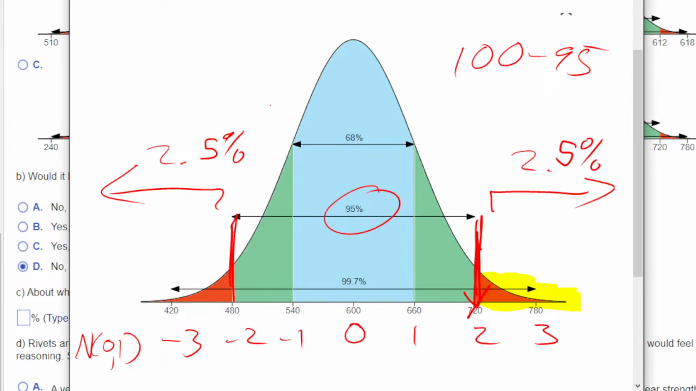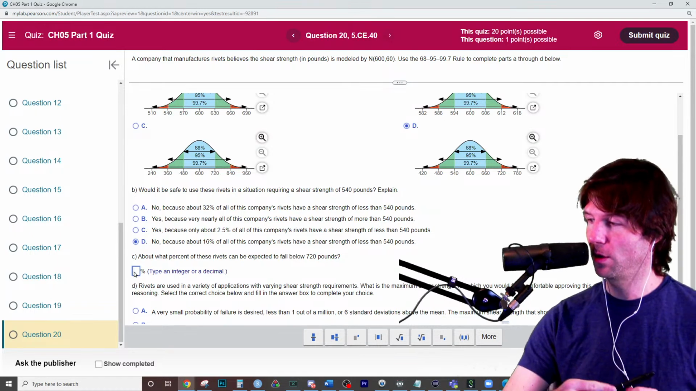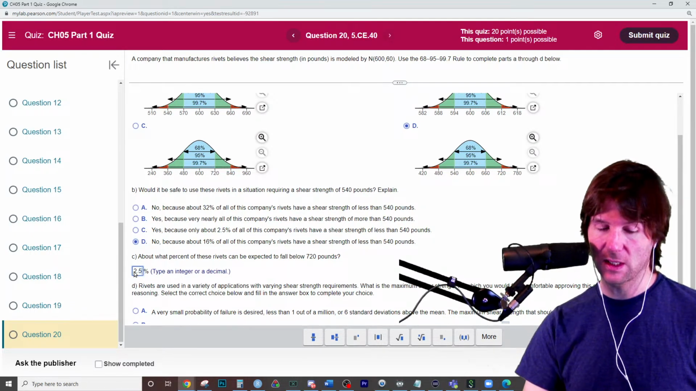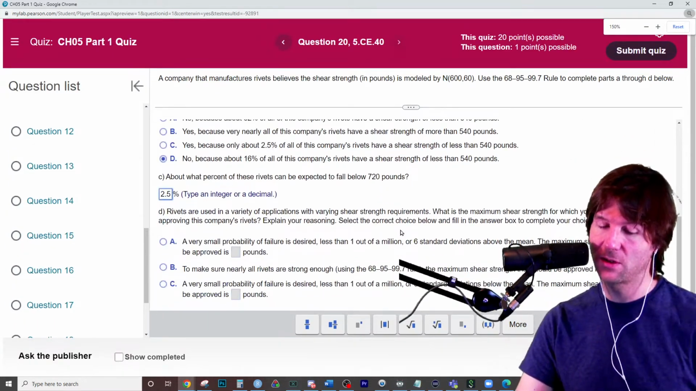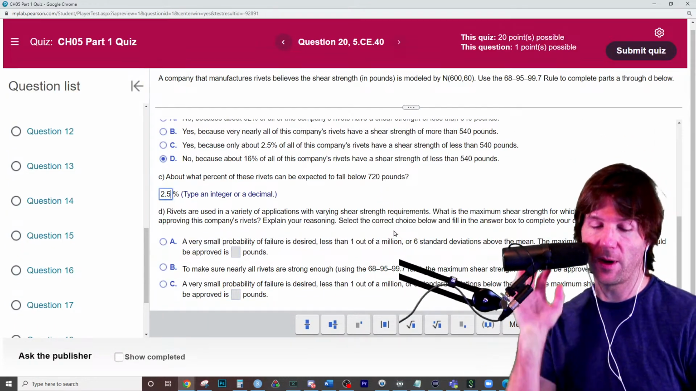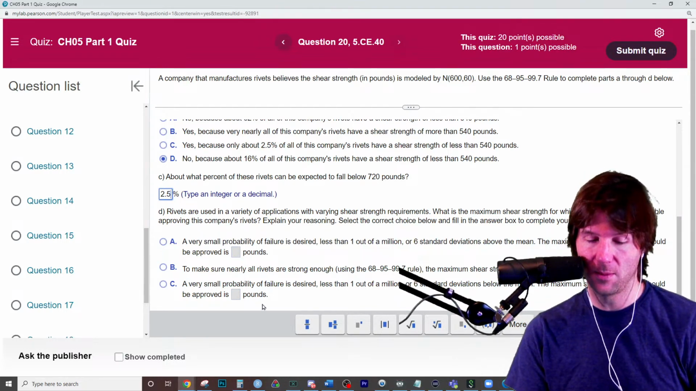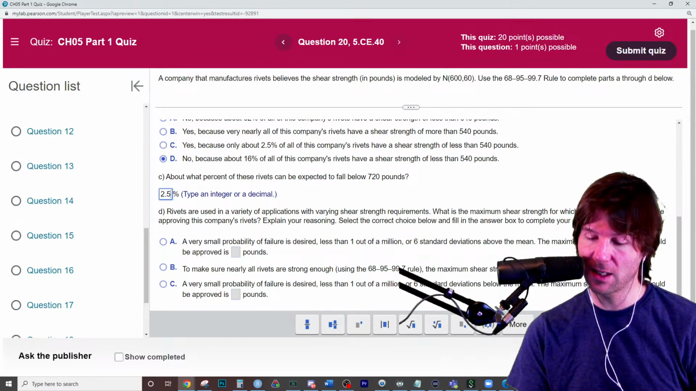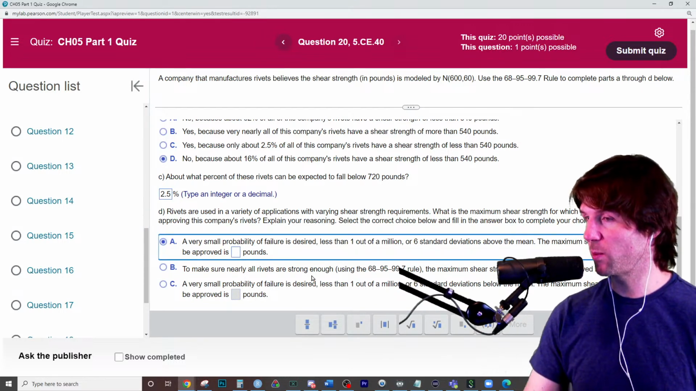So there we go. That's the answer. The answer is 2.5 because we're just concerned about that region right there. Now, this last one, not the biggest fan of what they added to this question. So they're kind of talking about a 6 sigma process right here where they're going out 6 standard deviations. And this question should simply be read, go 6 standard deviations below the mean, the minimum shear strength.